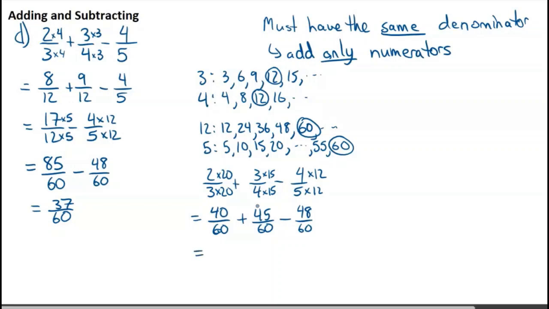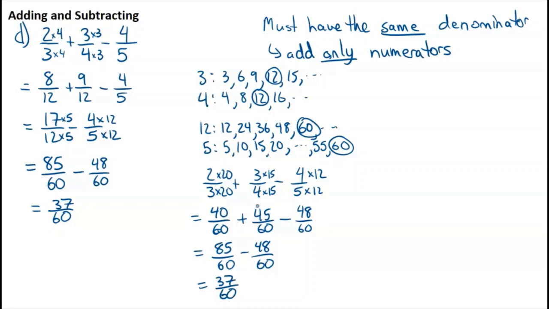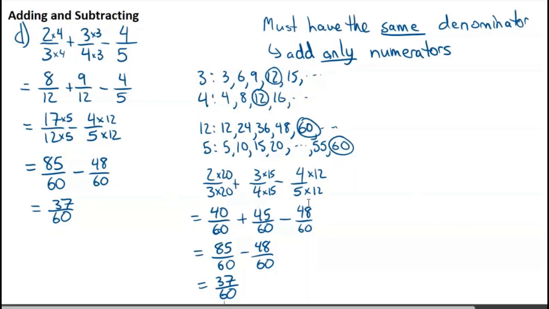And then 40 plus 45 is 85. And then we'd subtract the 48 over 60 from that. And that would give us 37 over 60. So same answer doing it that way, but you could probably argue that the first way I showed you is a little bit easier, unless you can see all those factors right away in that lowest common denominator of 60.